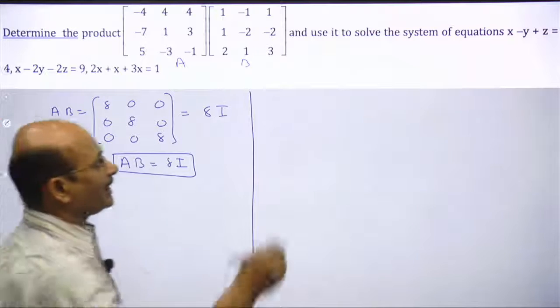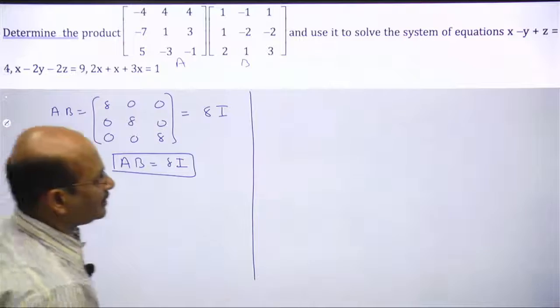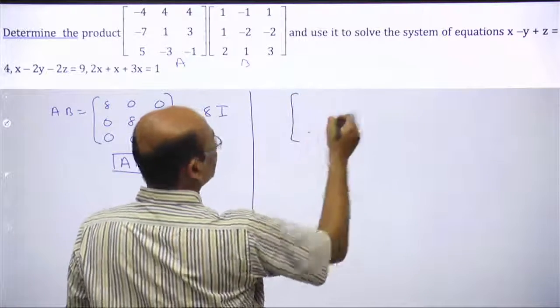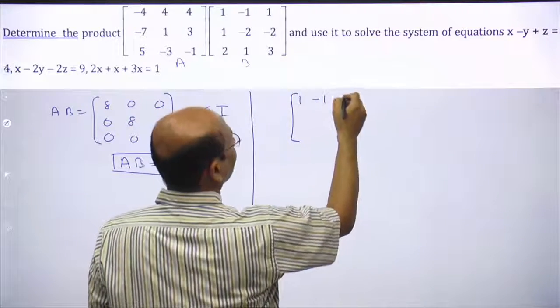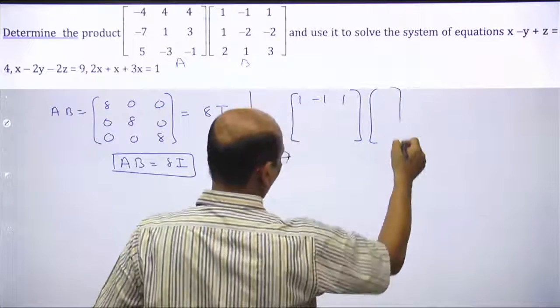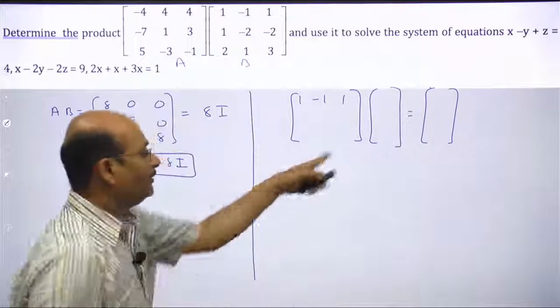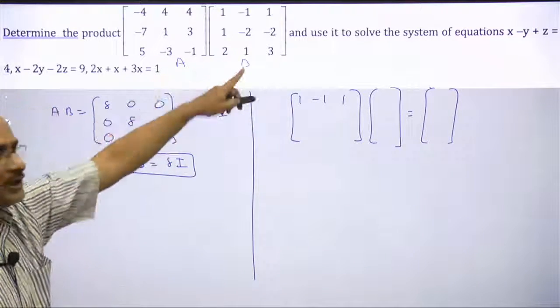Now let us write the system of equations as per the given terms. What is the system of equations given to you? So [1 -1 1] into the unknown matrix is equal to the constant matrix. Don't put the names, because the AB is given here in a different way.